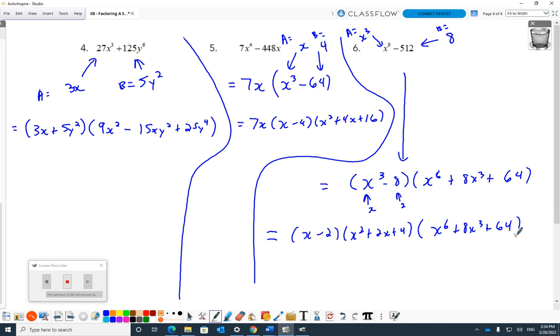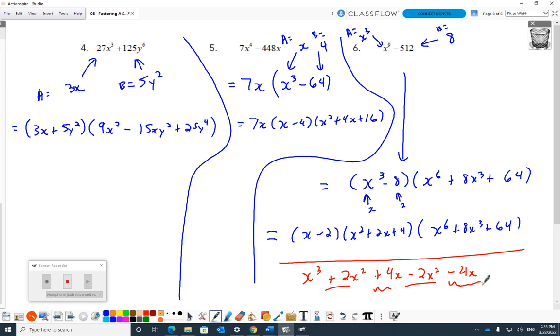Let's make sure I didn't make a mistake here. Do you know what I'm doing right now? Here, watch what I'm doing right now. X times x is x cubed. I'm feeling pretty good. X times 2x is 2x squared. I'm a little scared now because that didn't have 2x squared in there. X times 4 is 4x. Negative 2 times x squared is negative 2x squared. Oh, it's good. Negative 2 times 2, negative 4x. Oh, it's perfect. Negative 2 times 4 is negative 8.